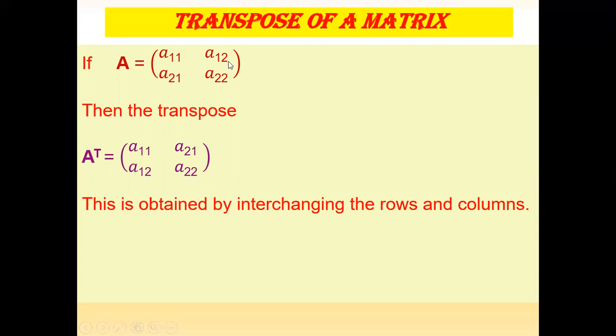Let me show you. This is the first row, right? You can see we have this now as the first column. Then you can see this is the second row here. We have it now as the second column. So that's that for transpose of a matrix.